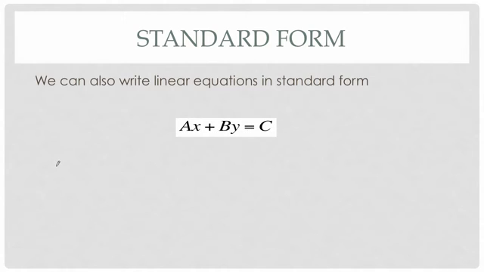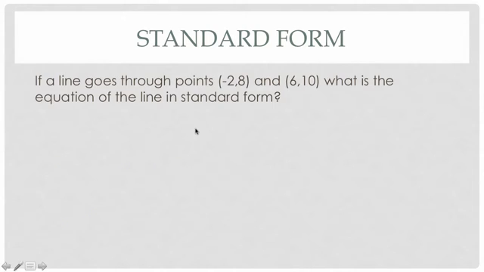A, b, and c all have to be integers, which means they have to be whole numbers, but they can be positive or negative, except a has to be positive as well. What that means is we don't want any fractions, we don't want any decimals, we have to have the x term first and then the y term, and a can't be a negative value. So let's play around a little bit with standard form.